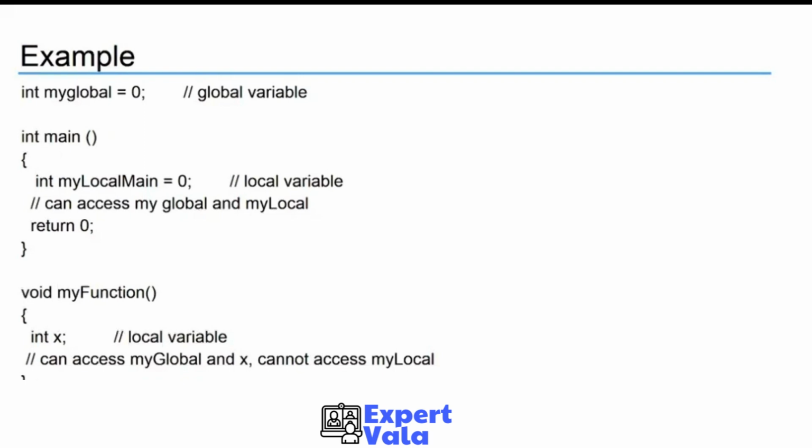Inside there we have local variables which are only accessible inside those functions. In the main function we have a my local main. You can only access my local main inside the main function, but because my global is a global variable, you can also access that in the main function. So main can access two variables, the local and the global. And my function has a local variable named x because it's declared inside the brackets of the function body. And we can actually access the global variable, which is my global.